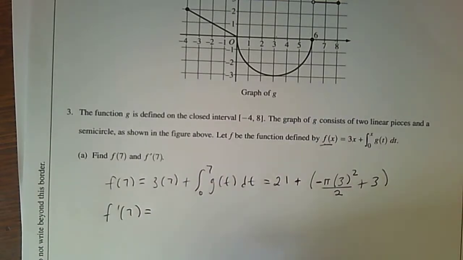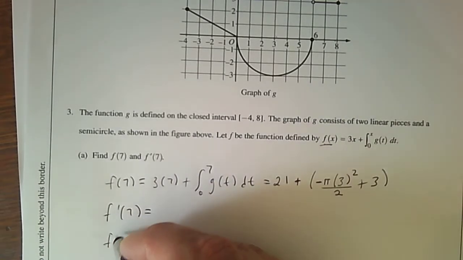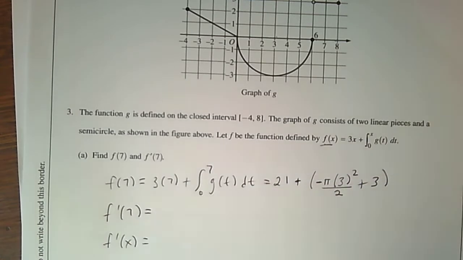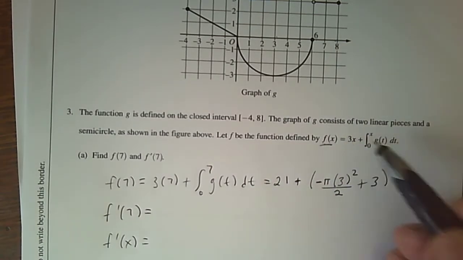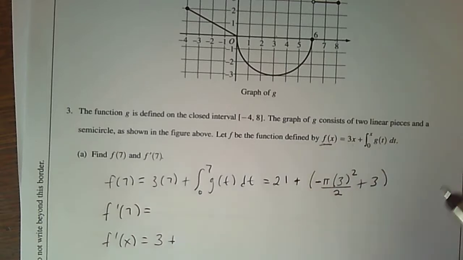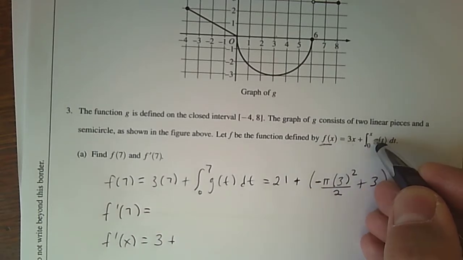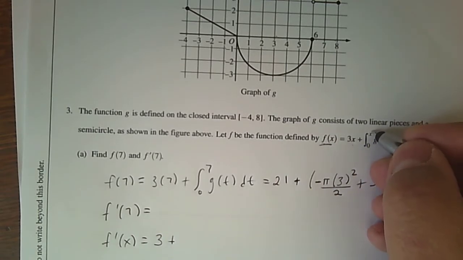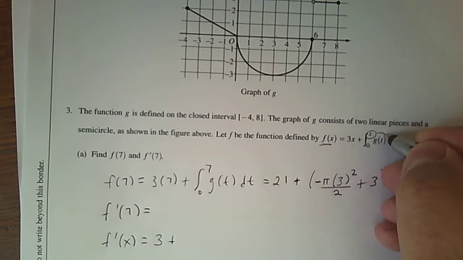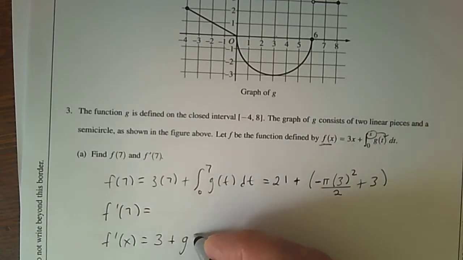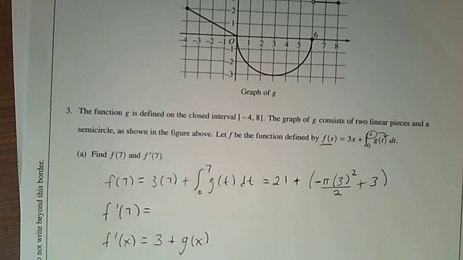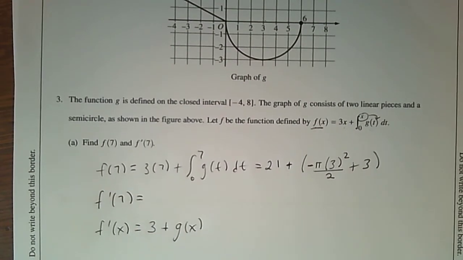Can you take the derivative at 7? So if I take the derivative, I first need to know what the derivative of x is to begin with, of f. So the derivative of 3x is 3. And when you take the derivative and integration, they undo each other. This is the fundamental theorem of calculus, and you do a substitution, and you're just left with g at x. So that's applying the fundamental theorem of calculus.